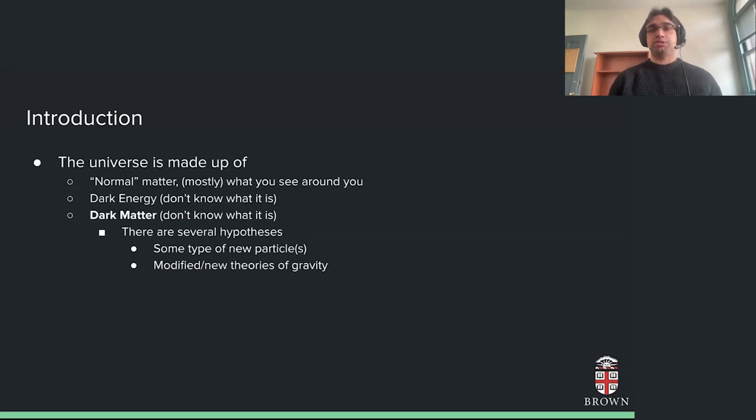There are several hypotheses of what dark matter is. Dark matter is kind of a catch-all term that says there's matter or something, we don't know what it is, hence it's dark. A couple of hypotheses. One, it could be a new type of particle or particles, depending on what model you're looking at. Or it could be some sort of modified or new theory of gravity.